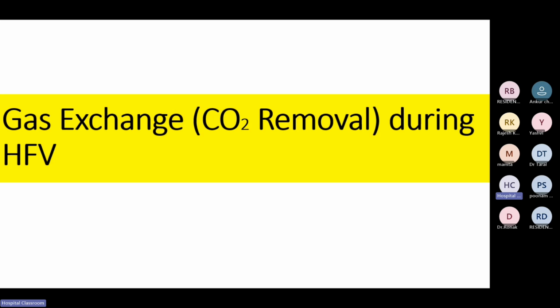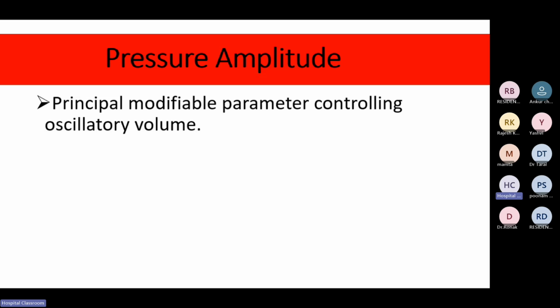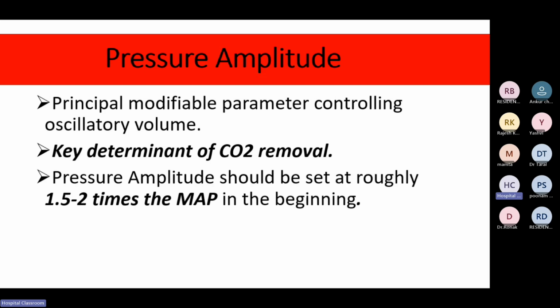Then coming to the second aspect, that is gas exchange or the CO2 removal during high frequency ventilation. As I told, there are three variables. One is the pressure amplitude, one is the inspiratory to expiratory ratio, and third is the frequency. So I will talk first about the amplitude. Why? Because it is the main parameter to control the oscillatory volume. It is a key determinant of CO2 removal. So when you are using high frequency ventilation, the key determinant of CO2 removal will always be the pressure amplitude.